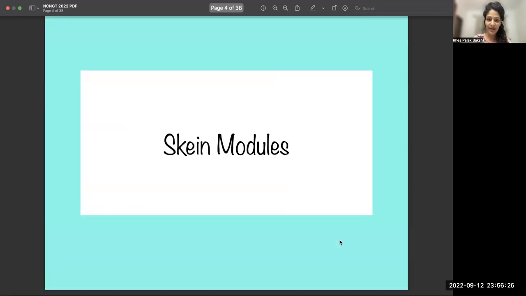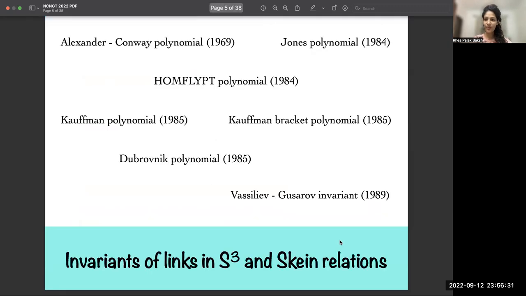So what are Skein modules? So we have all of our polynomial link invariants: the Alexander polynomial, the Jones polynomial, the HOMFLY-PT, Kauffman two-variable, the bracket, the Dubrovnik polynomial, and the Vassiliev-Goussarov finite type invariants. So all of these are invariants of links in S3, and they all have some defining Skein relations. So if we want to build invariants of links in any arbitrary three-manifold and not just the three-sphere, based on Skein relations, then this is where Skein modules come into play.